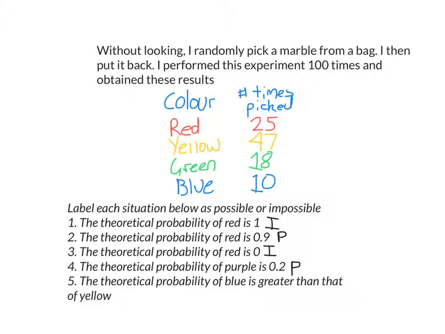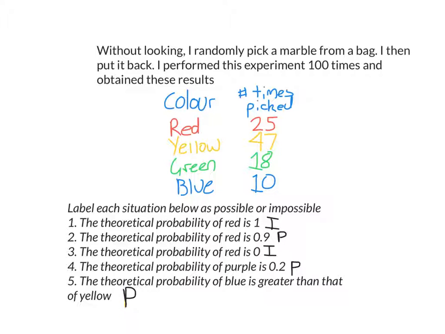So for 5, this is probably the easiest of them. The theoretical probability of blue is greater than that of yellow. So I got substantially more yellows than blues, but that doesn't necessarily mean that there were more yellows in the bag than blues. Sure, it's unlikely that there were more blues than yellows, but it is not impossible that there were more blues than yellows. So this one is absolutely possible.